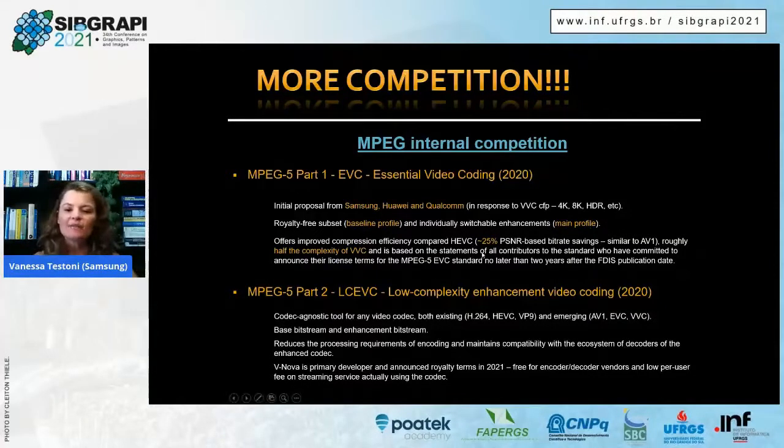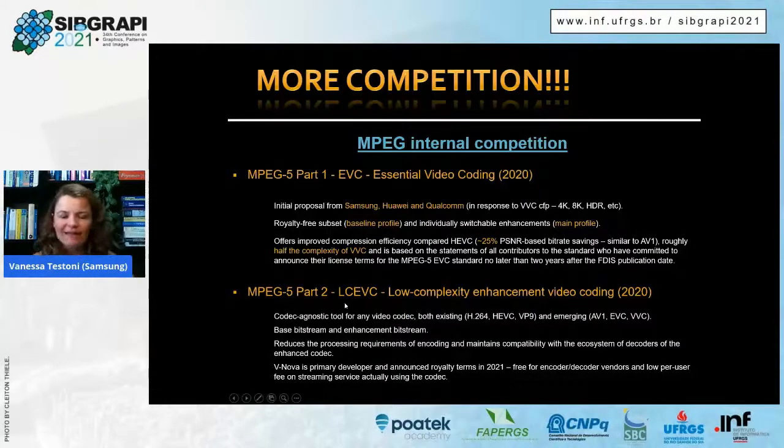So this has been promoted a lot. It's called the EVC. It was finalized last year. It's 25% less than HEVC, similar to AV1, roughly half of the complexity of VVC. And they claim that they will say what the license terms are by next year. So this codec has been considered for many other standards.